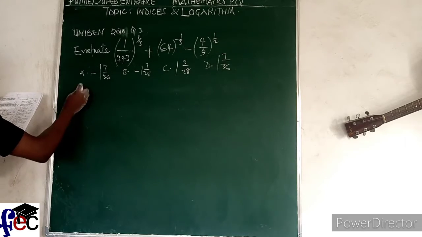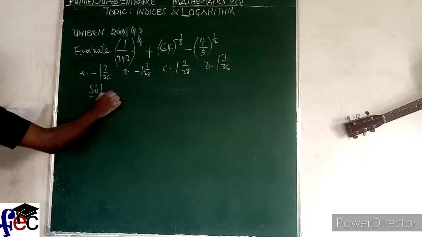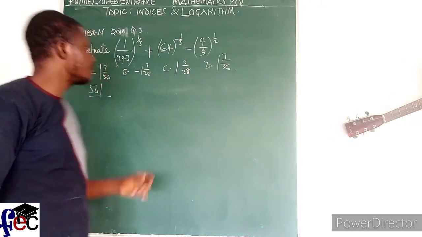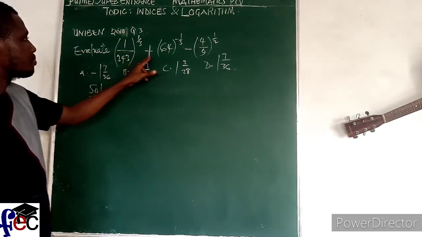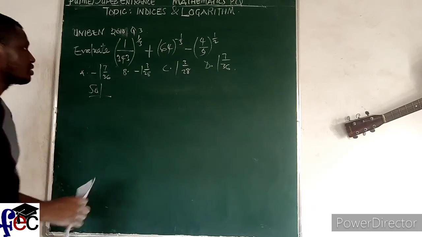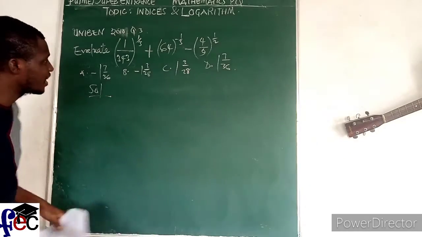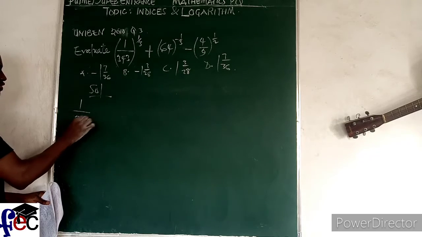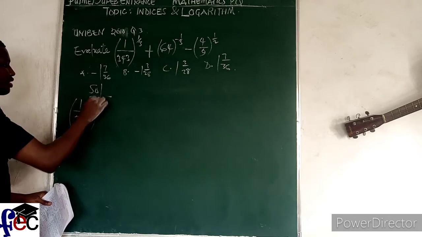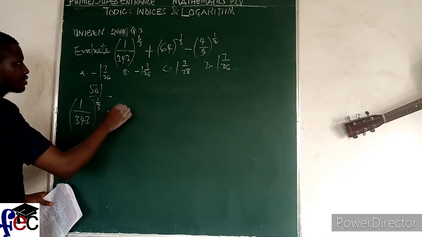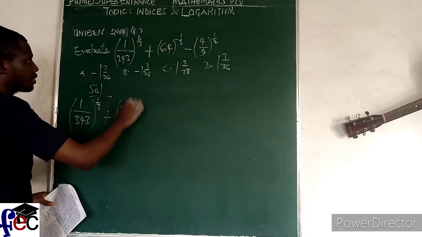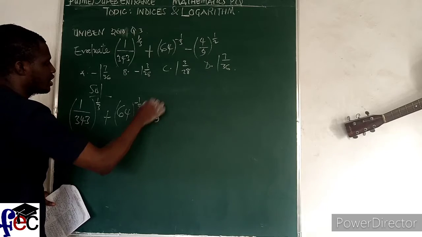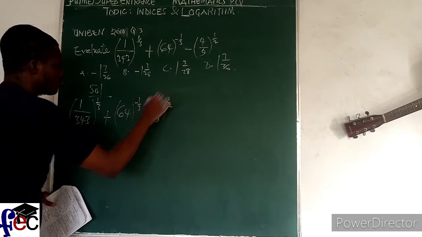All right, let's see the solution now. This is another question, 2010, question number 3. It says evaluate this plus this minus this. We don't need to panic. Let's just apply what we do know. 343 raised to power 1 over 3 plus 64 raised to power minus 1 over 3 minus 4 over 9 raised to power 1 over 2.